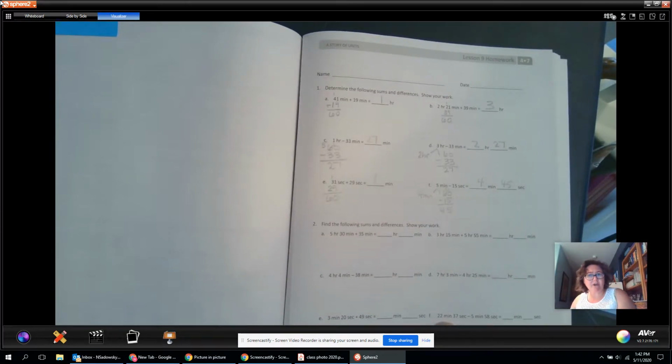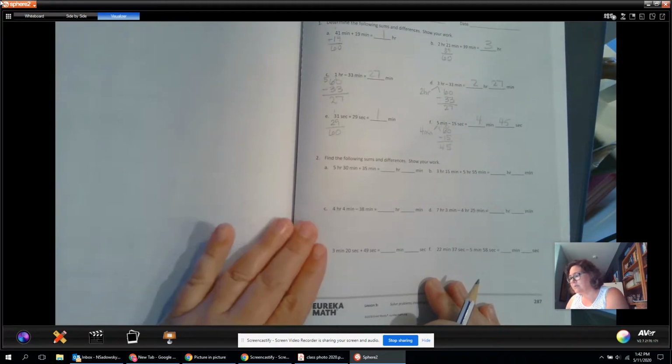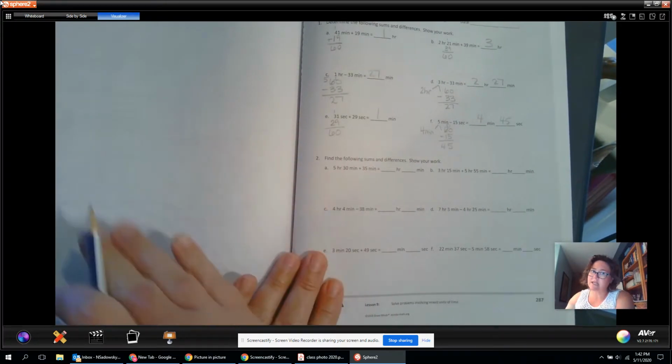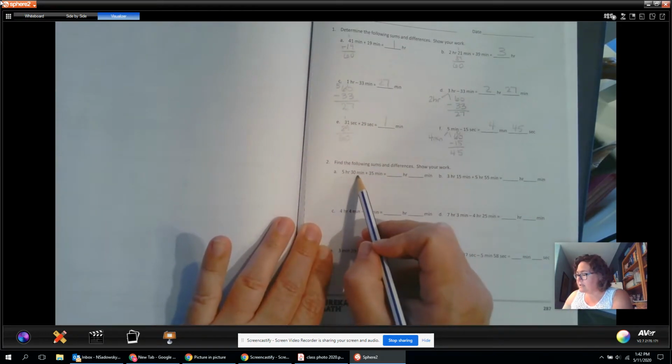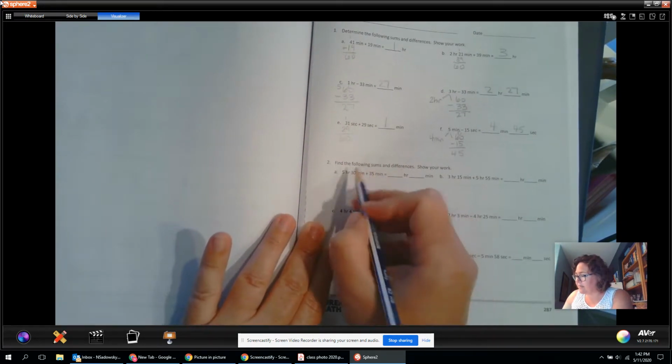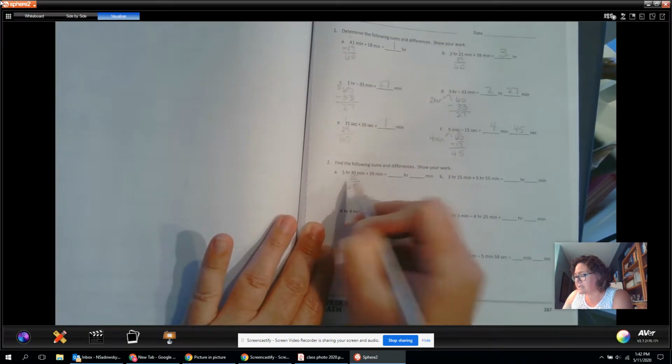So hopefully so far so good with that top part. As we move to the bottom, it does get a little more complicated. You do have this whole side over here too if you need some extra scratch paper. So 5 hours, 30 minutes. We're adding another 35 minutes. So if we put that 35 over here, well, it's going to be 65.